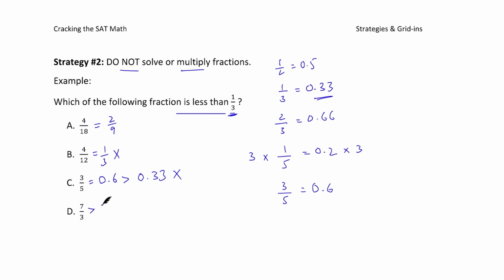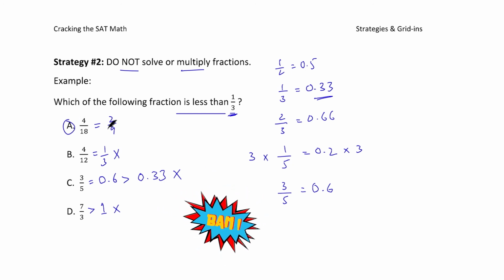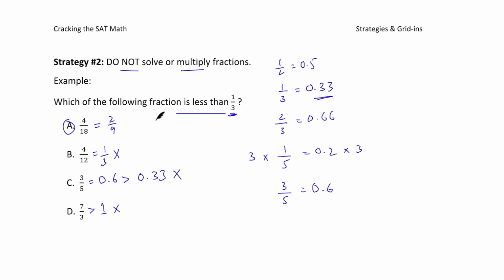7/3 is already greater than 1, so you can eliminate option choice D as well. Although I don't know the exact value of 2/9, I know this is the answer. You choose this and you move on. This is SAT. You cannot spend 1 minute on these kind of questions. If you do, that's a game changer. You need to save time and be intelligent with your calculations.